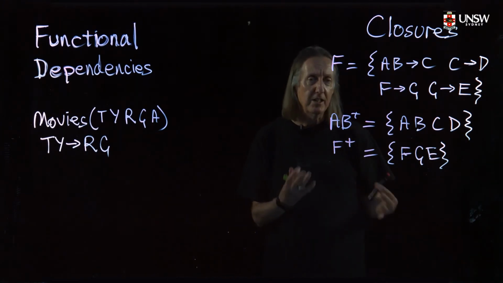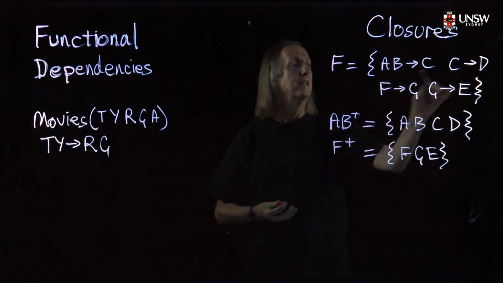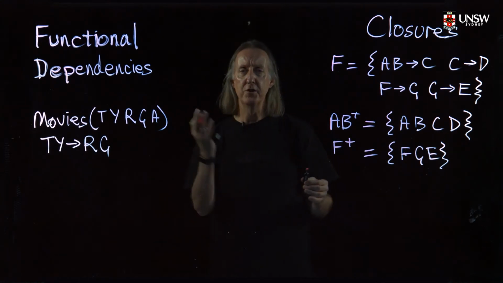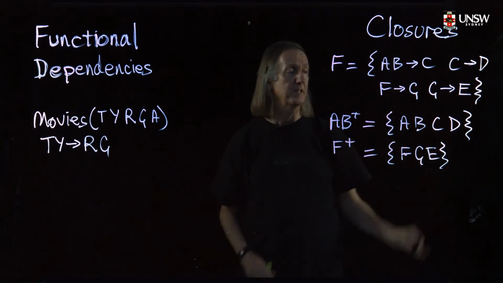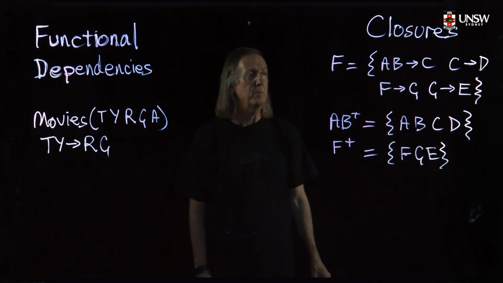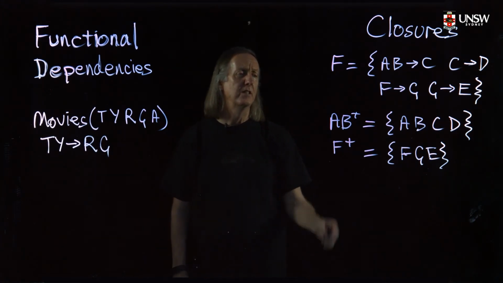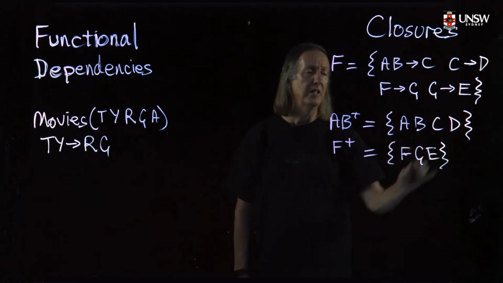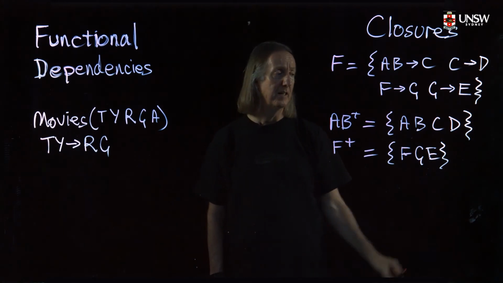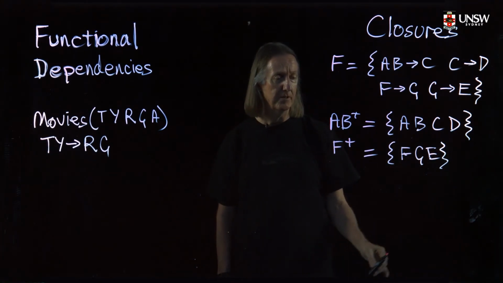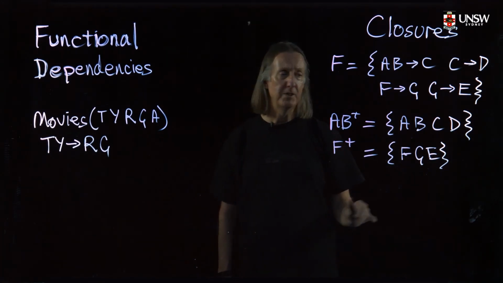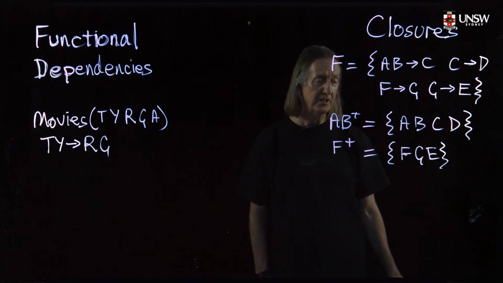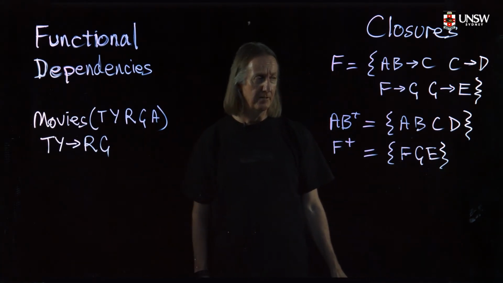Now, a key is something that allows you to functionally determine all of the other attributes in a schema. Now, in this case, AB is not a key because it doesn't determine all of the other attributes. F similarly is not a key because it doesn't determine all of the other attributes.